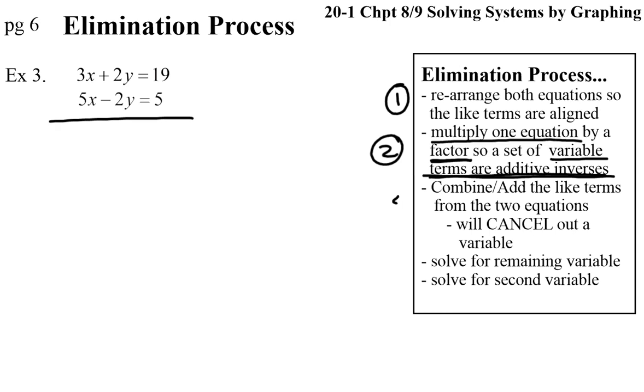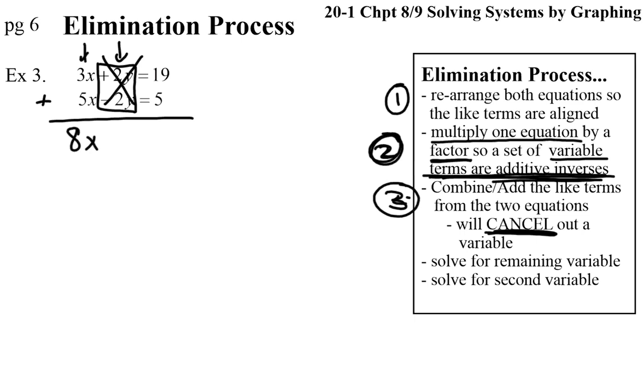Now, I combine by adding the two equations, because 3x plus 5x is 8x. 2y plus negative 2y, well, they're additive inverses, so they give us a value of 0, and that's what's key. If you do step 2 correctly and get the additive inverses, one of the variables will cancel out. 19 plus 5 is 24. So there you go. Once you're there, you can solve for the variable that remains, and don't forget to solve for that second variable. Divide by 8, and x equals 3.